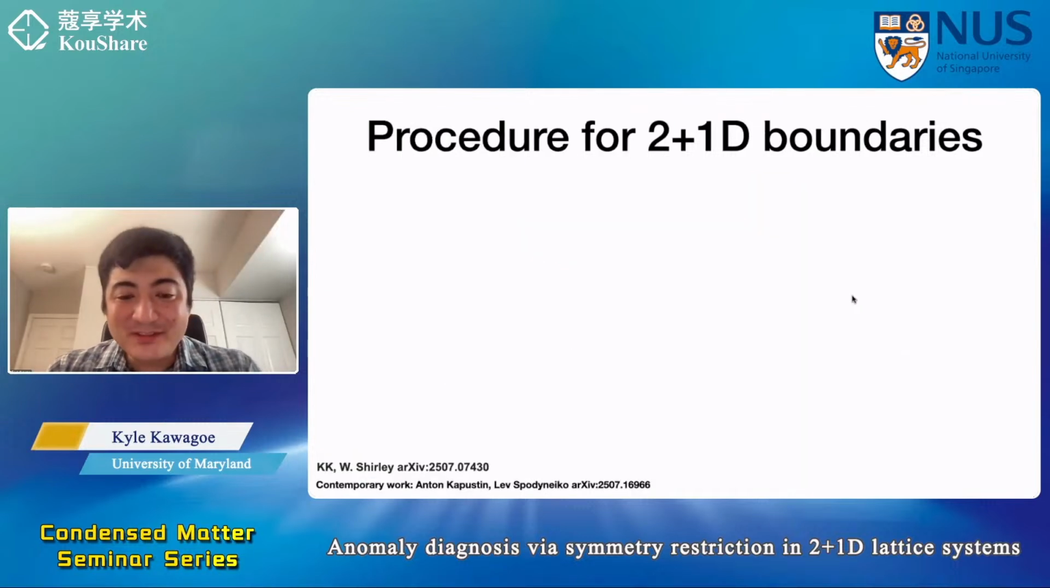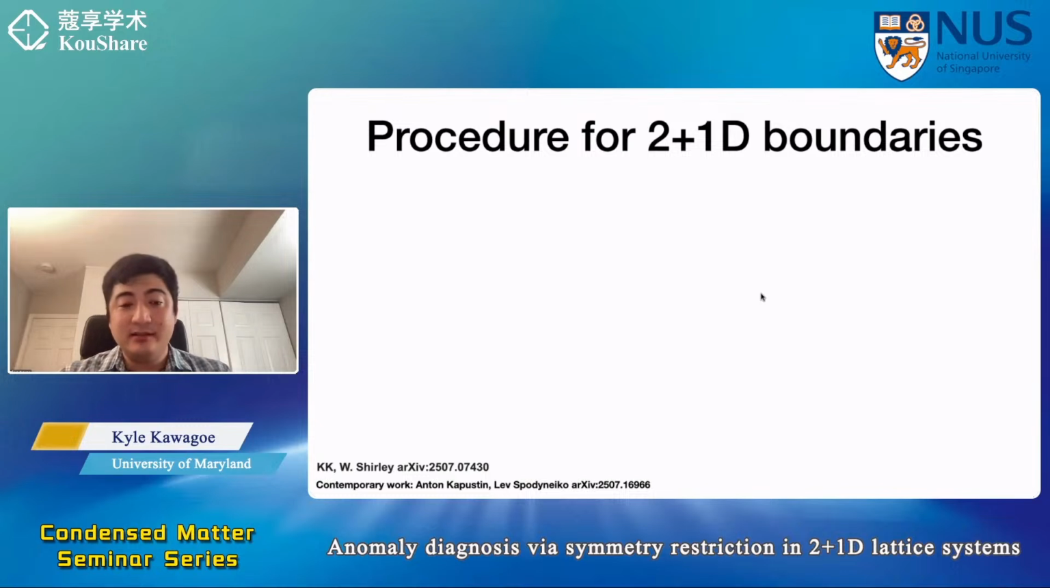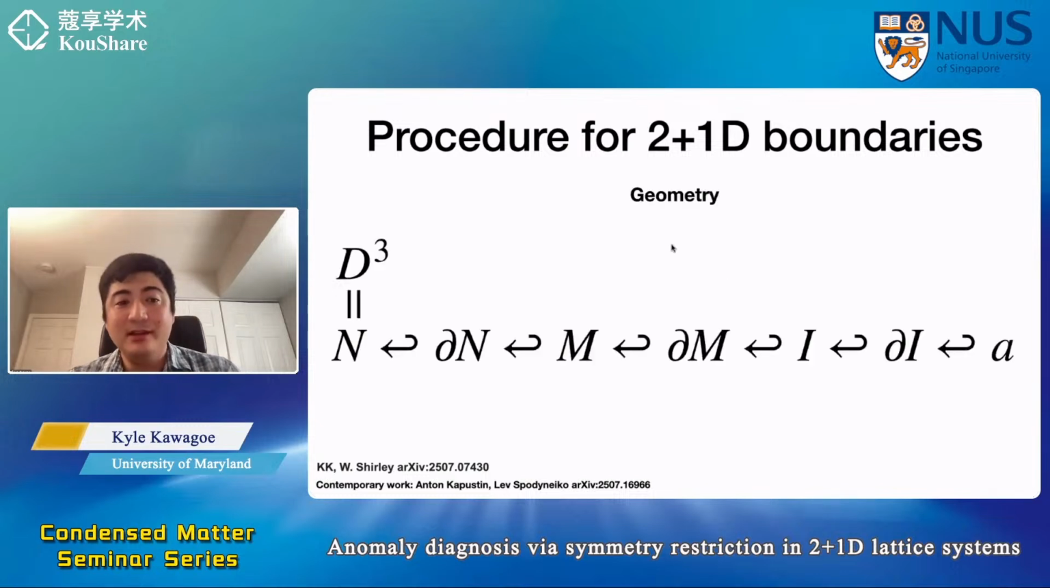Okay, great. Thank you. So let's go up one dimension. We'll play a very similar game. But first, let me outline the geometry of the problem. Suppose you have a 3+1D SPT living on a disk. That is the 3 disk, like a filled-in 2 sphere.